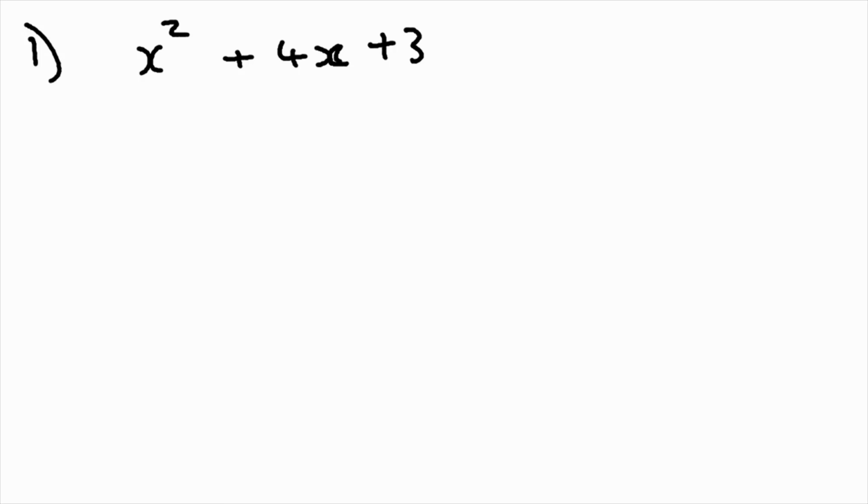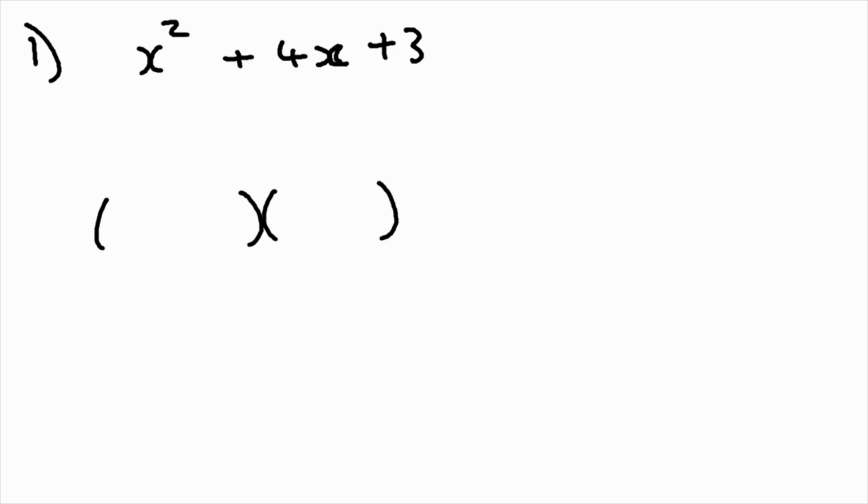Now, we can't factorise this into a single bracket because there's not a single multiple of x squared, 4x, and 3. So what we can do is factorise this into a pair of brackets, a double bracket.